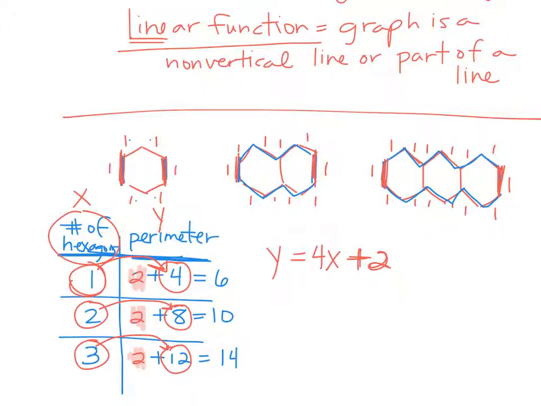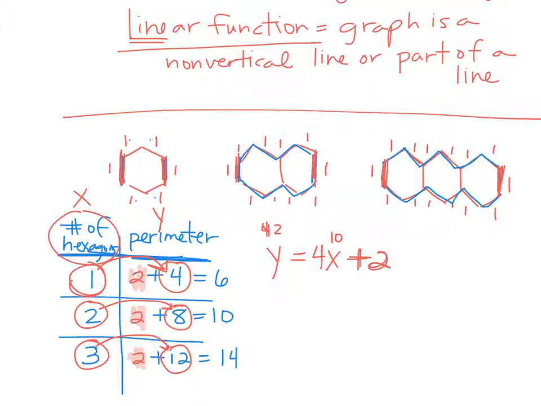So we would say our equation then, our perimeter, is y, and that should equal 4 times the number of hexagons plus 2. So if I had 10 hexagons, you should be able to find the perimeter really fast right now. What would 10 hexagons have a perimeter of? 42, right? You would plug 10 in, and you would get 42 out, right? 4 times 10 plus 2.